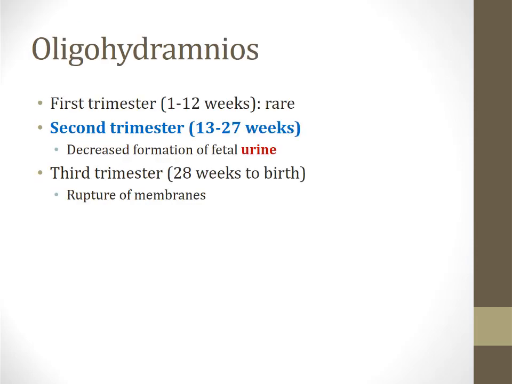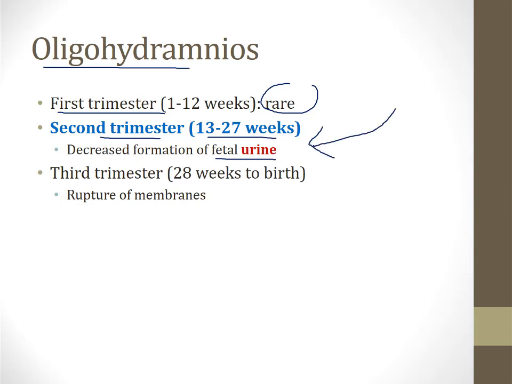In the reproductive section, I talk about oligohydramnios, which is decreased amniotic fluid, and you should be aware that the causes vary by the trimester. So in the first trimester, which is the first 12 weeks, oligohydramnios is very rare. In the second trimester, which is everything up until 27 weeks, this is when oligohydramnios often occurs from decreased formation of fetal urine. The urine is very important in the second trimester to keep that volume of amniotic fluid up.